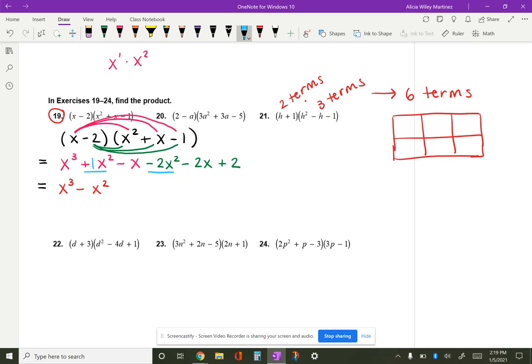My next like terms are the x terms. So a -x and a -2x. Remember, this is a -1x. -1x and -2x is going to give me -3x. The only constant I have is a 2. There's nothing to combine with it, so I just bring it down to the next step. So this is my final answer written in standard form.